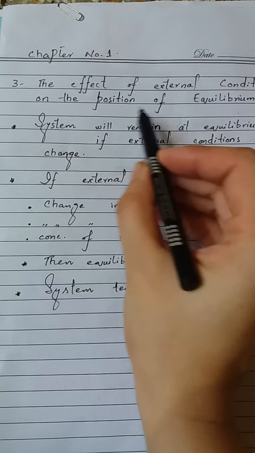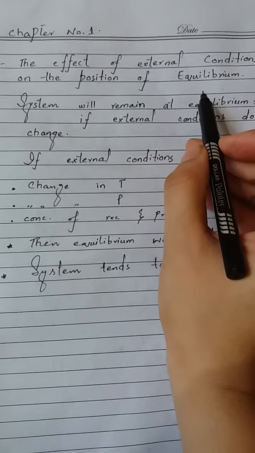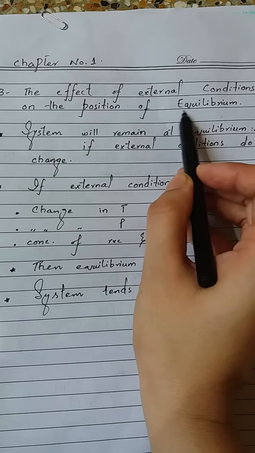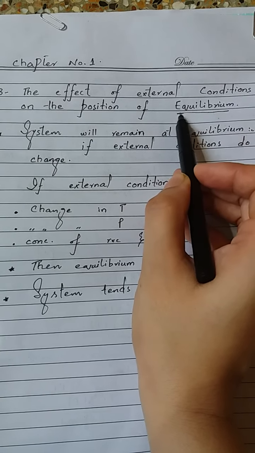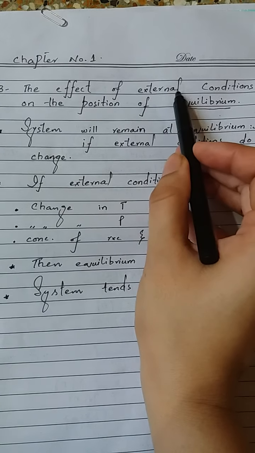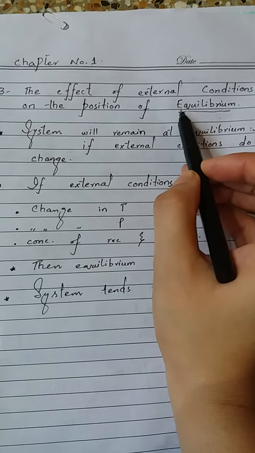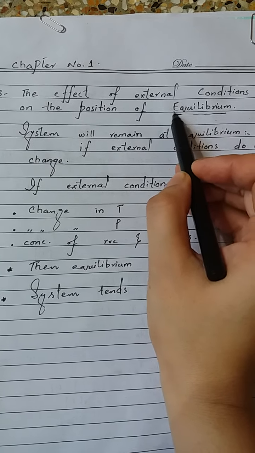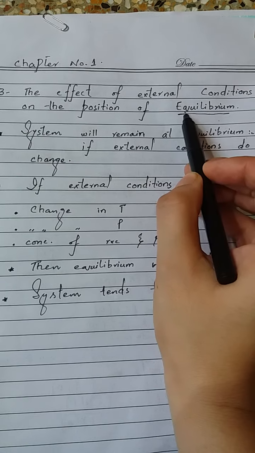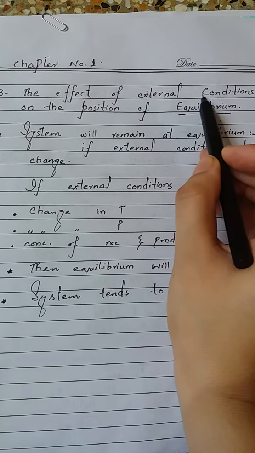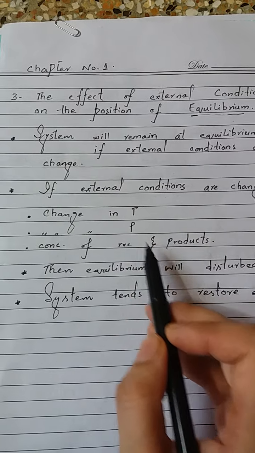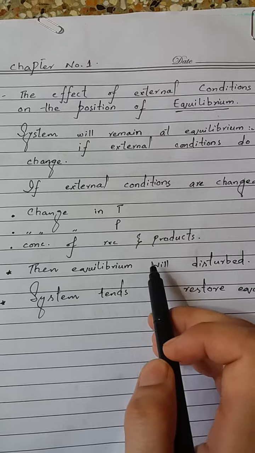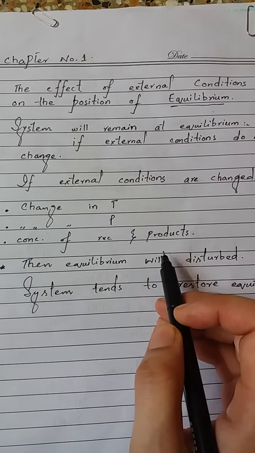Effect of external conditions on the position of equilibrium. The system will remain at equilibrium if external conditions do not change. However, if external conditions change, the equilibrium of the system will be disturbed and the system will restore the equilibrium again. If the external conditions change, such as a change in temperature, a change in pressure, or a change in the concentration of reactants and products, then the equilibrium will be disturbed and the system tends to restore equilibrium again.